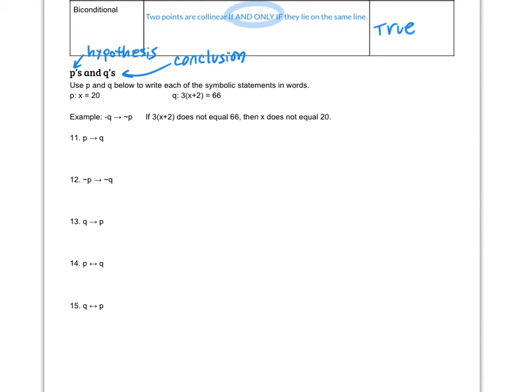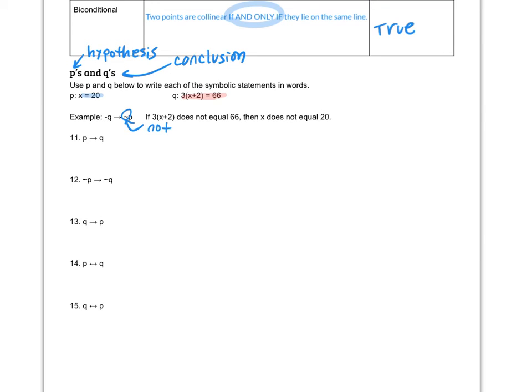So let's look at an example. Here it says that P, our hypothesis, is x equals 20. And Q, our conclusion, is that 3 times the sum of x and 2 equals 66. This funny looking little squiggle here means not. So in our example here, they're using squiggle Q, arrow, squiggle P, and that means if Q, which is 3 times x plus 2 equals 66, does not equal 66, then x does not equal 20. So if Q is not true, then P is not true.